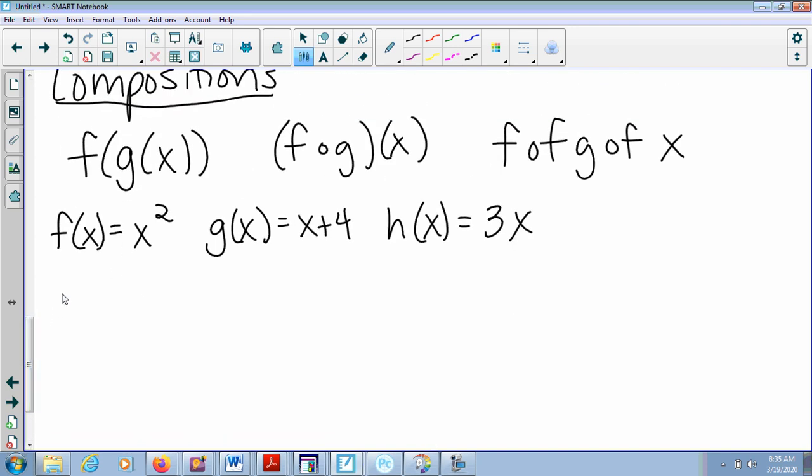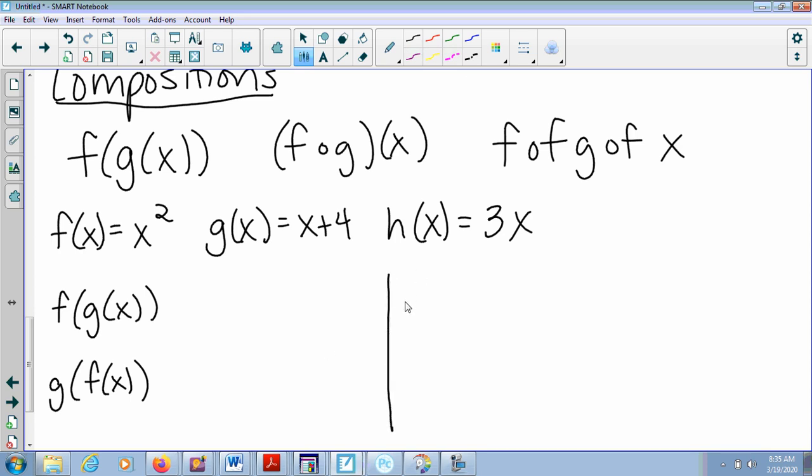So we'll just write down what we're going to do. We're going to do f of g of x. We're going to do g of f of x. And then we'll write the rest down, so I'm going to have to draw a line or something bigger. That's okay. We'll do g of h of x.